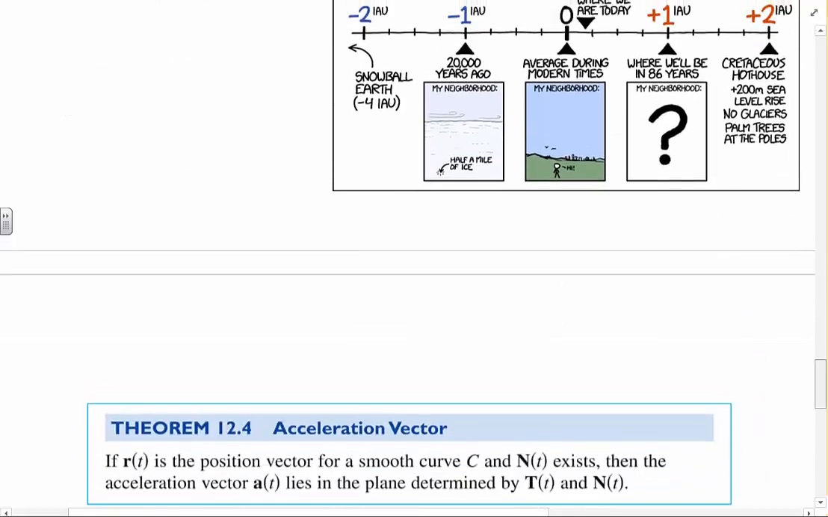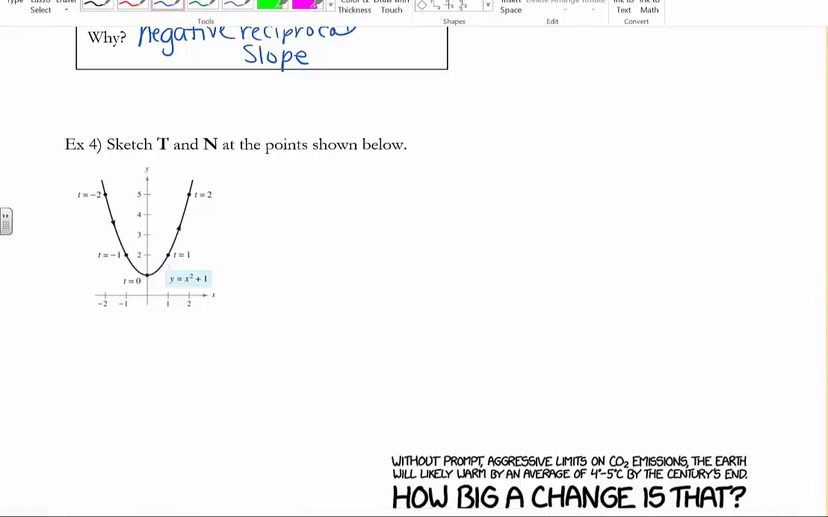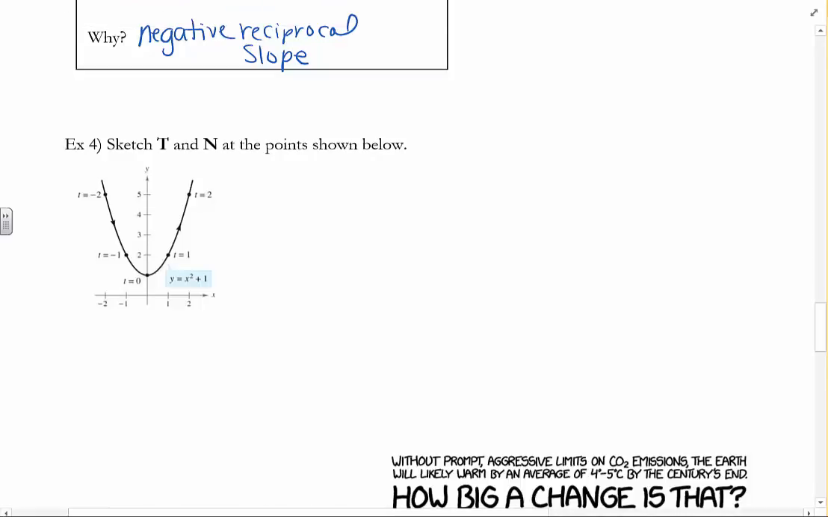All right. And then last but not least, I just wanted to do a quick sketch here, just a couple sketches, and then we're all done. So if I want to sketch T and N at the points below, all I'm trying to get at is that T points in the direction of motion and N points inward. So this would be T, this would be T, this would be T, direction of motion. It's just tangent, and it starts right at that point. So those are all my T's.